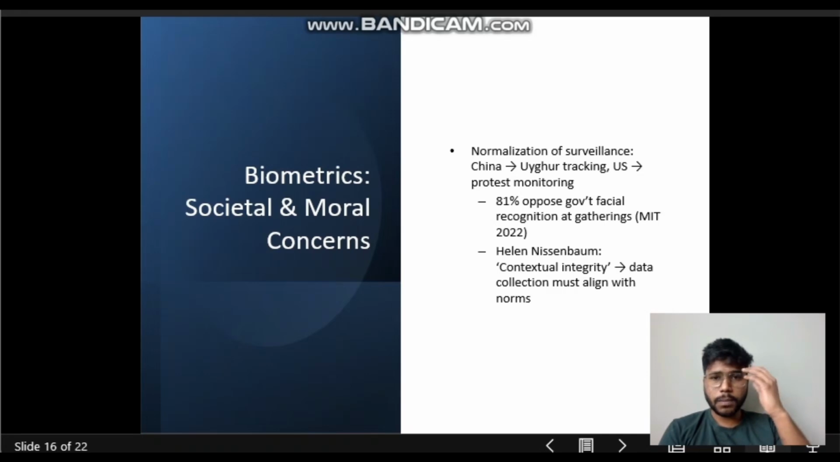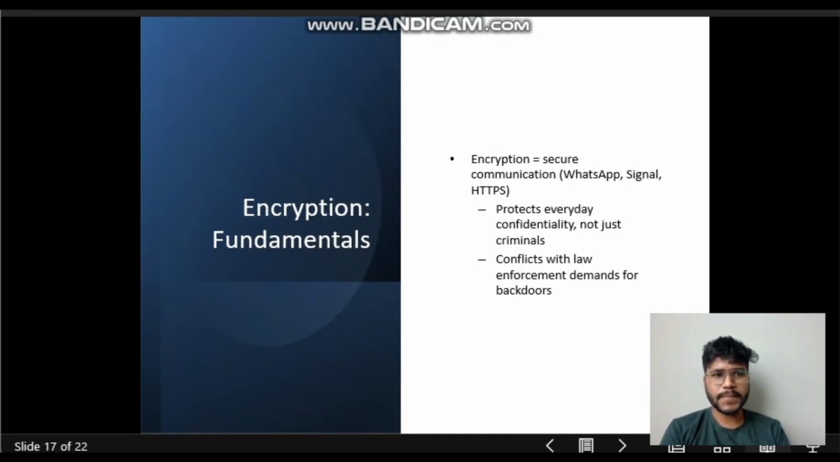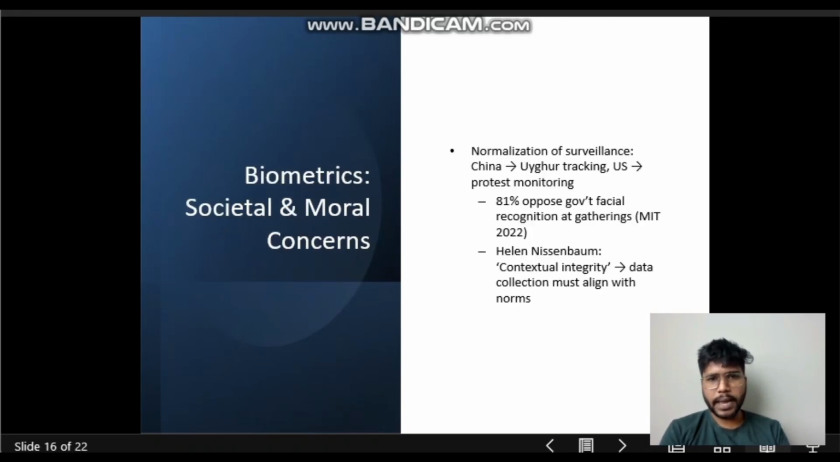Parallel to content filters, here we'll talk about this. Just like how content filters can systematically block information, facial recognition can systematically track individuals, especially those who don't. My bad. So that's all.